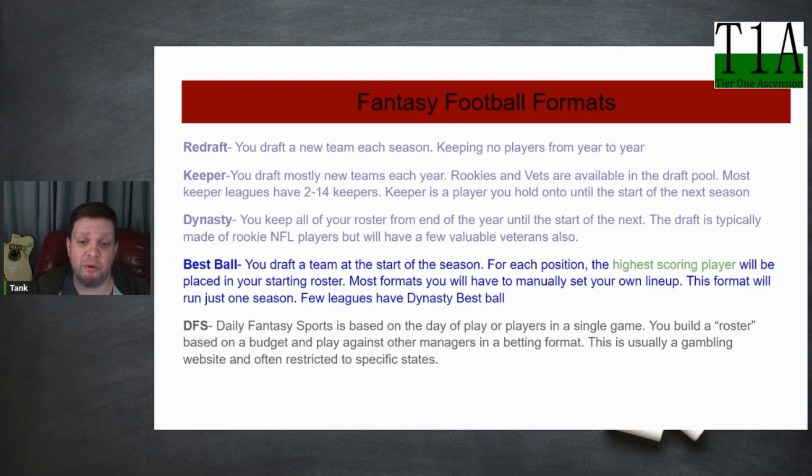Daily fantasy sports. A lot of times this is based on a game that's being played. You're picking players out of one game, or say the best of all the players from Sunday. You're picking the best from all of that. You build a roster, usually based on a budget, and you play against other managers doing the same format. Daily fantasy sports is often a form of gambling.